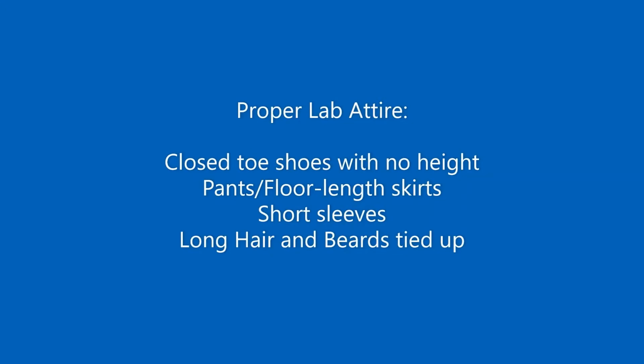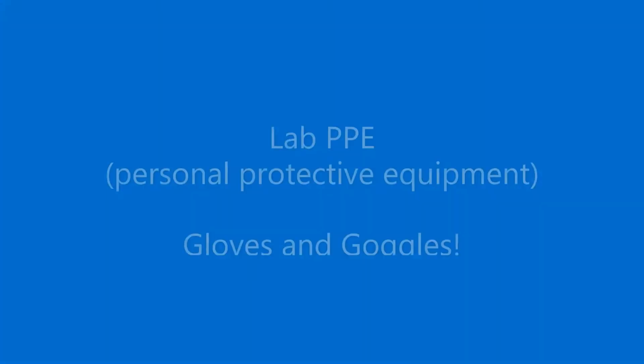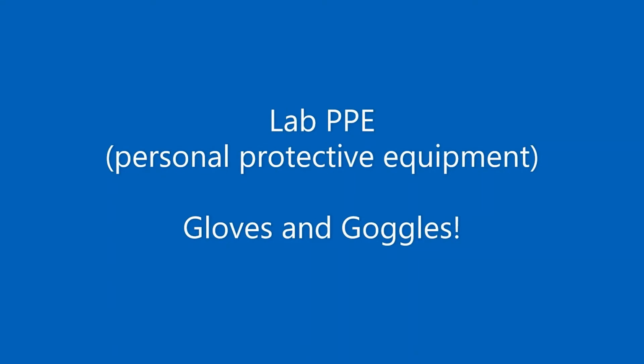Let's review some proper lab attire. You must be wearing shoes with closed toe and no heels. This means no heels, no platforms, no Crocs, no peep toes, and no sandals. You must be wearing pants or floor-length skirts that do not have any holes. Short sleeves are preferred. If you have long hair, it must be tied back. If you have a long beard, it must be tied up. In every lab, you are required to use the proper PPE, or personal protective equipment: gloves and goggles.